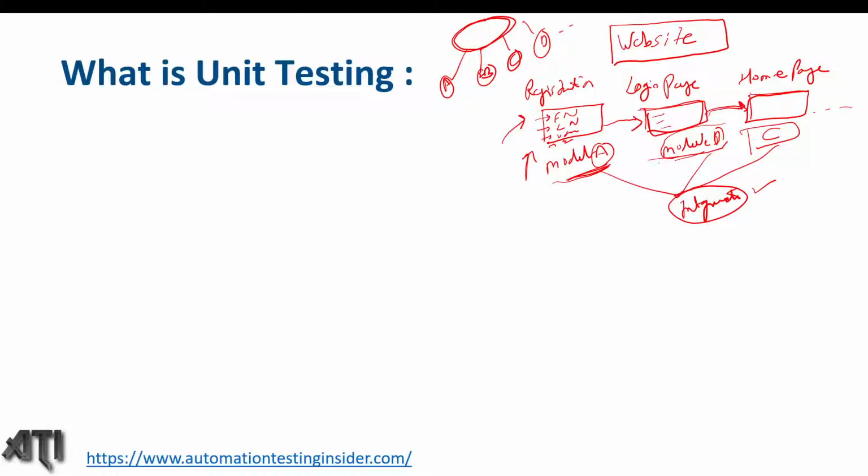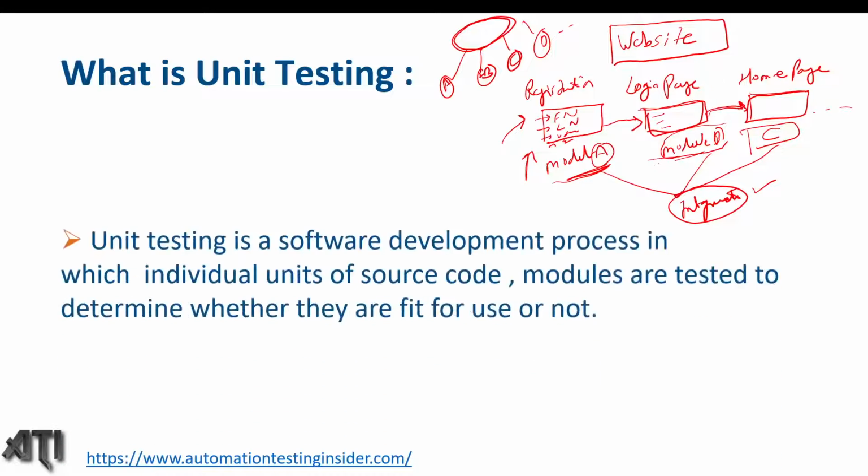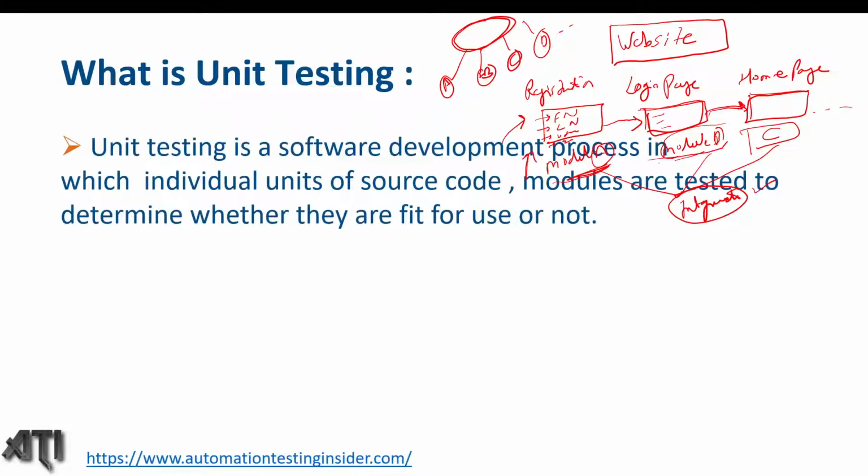So let's see some definition of unit testing. Unit testing is a software development process in which individual units of source code modules are tested to determine whether they are fit for use or not. Fit for use means whether we can go ahead with the further process or not.